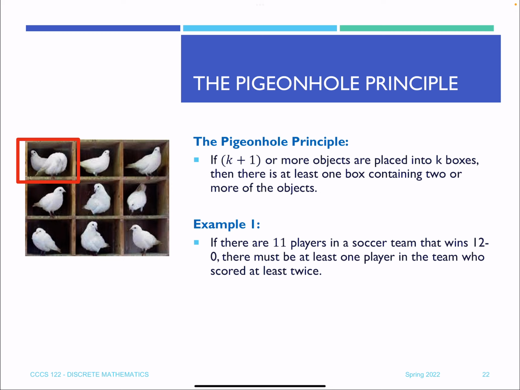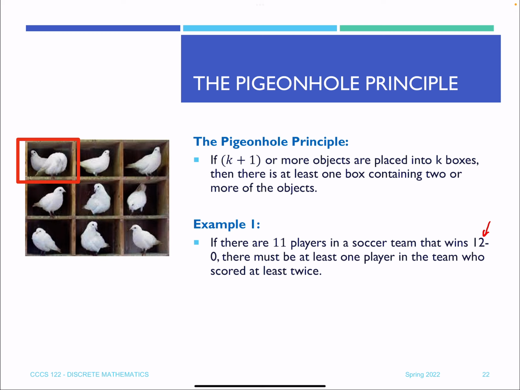So, as an example, say we have 11 players in a soccer team, and that soccer team wins 12-0. 12 goals for nothing. That means there must be at least one player on the team who made at least 2 goals. You can distribute the first 11 goals across all members of the team, but that still leaves you with one more. That one, the 12th goal, has to go to someone who already scored a goal.